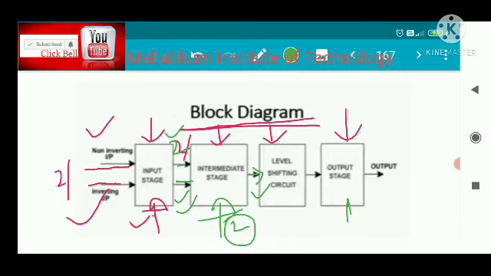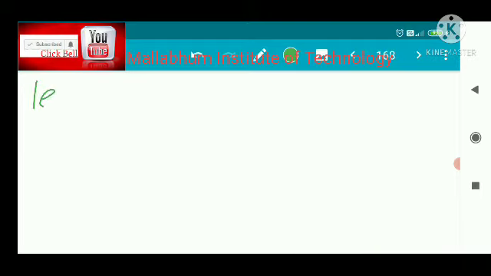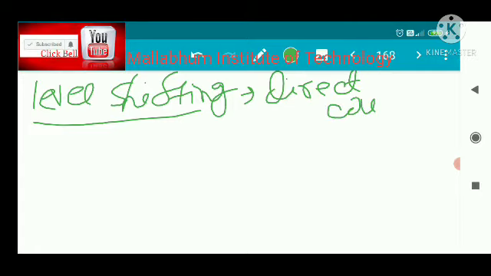Okay, so the label shifter stage, the label shifting circuit, is actually used in the context of direct coupling. So label shifting happens in the case of direct coupling. Now understand the meaning of direct coupling, and then you can easily understand why the label shifting stage is being employed here.